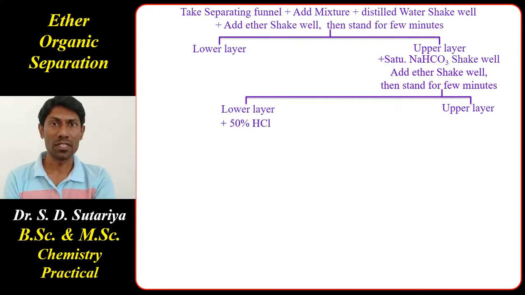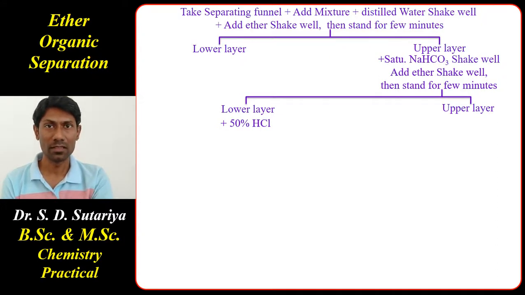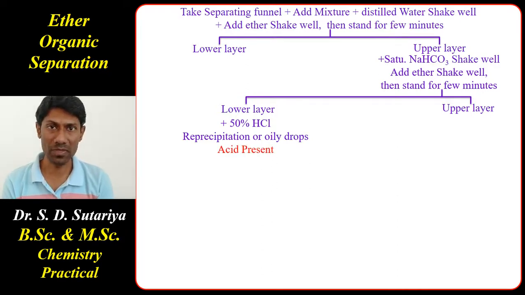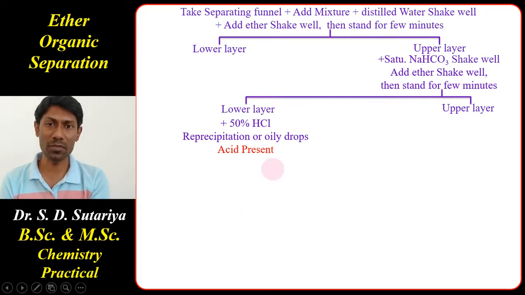First take the separating funnel and collect the lower layer in a beaker, then add 50% HCl. If reprecipitation is confirmed, then acid is present in solid form. Reprecipitation in solid form means a water-insoluble solid acid is present. Clear? And oily drops mean a liquid acid is present.